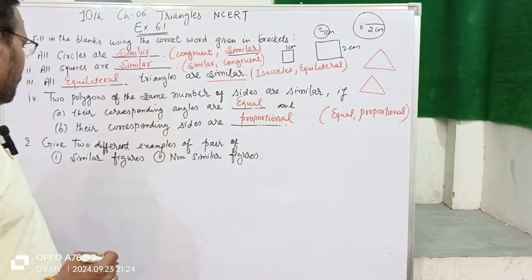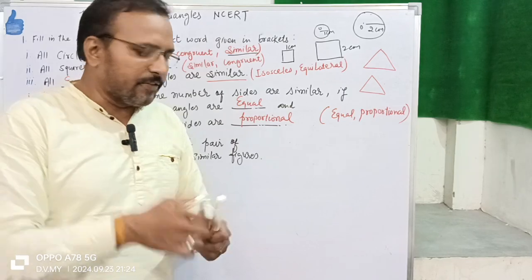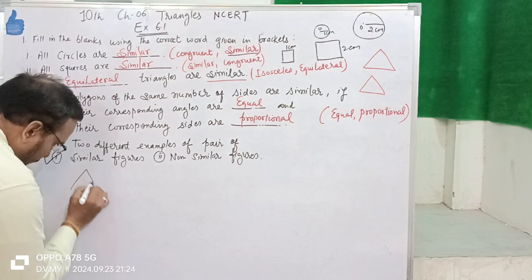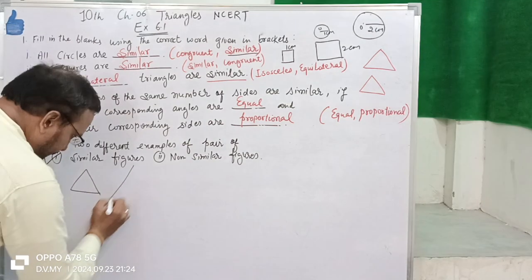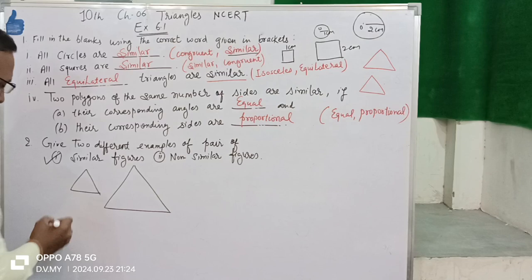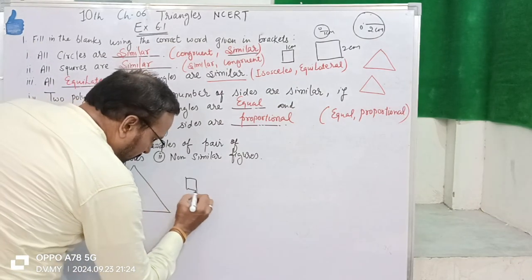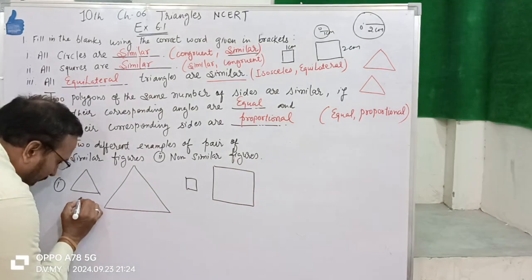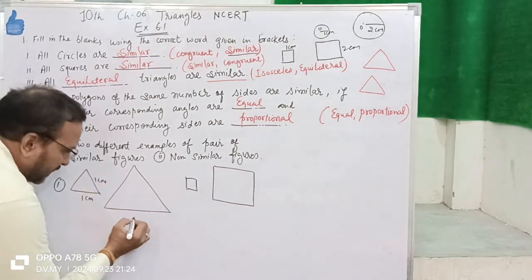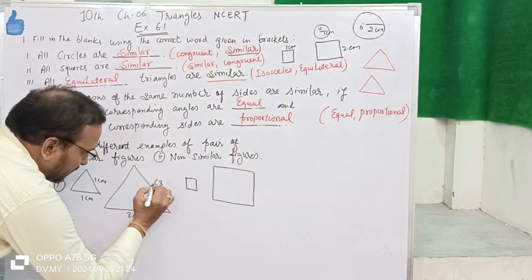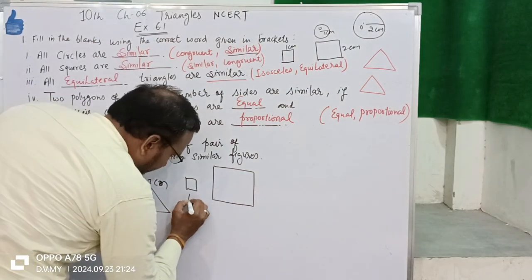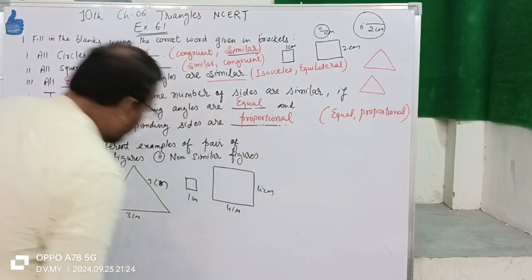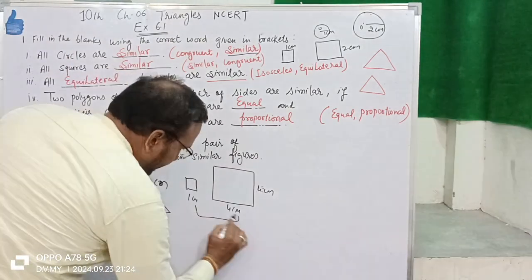Give two different examples of pairs of similar figures. If we are talking about similar figures, let's take equilateral triangles and squares. Here this side is 1 centimeter, this is also 1 centimeter; this is 3 centimeters, this is also 3 centimeters. And for the square, 1 centimeter and 4 centimeters. So these figures are similar.